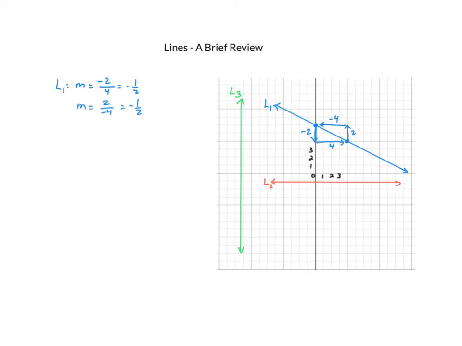What about a horizontal line, like line 2? Let's calculate its slope. Grab any 2 points, and you look at your rise over your run. I'll use these 2 points. My rise is 0, and my run is 3. And I get 0 over 3, which is 0. So that reminds me that any line that is horizontal has a slope equal to 0.